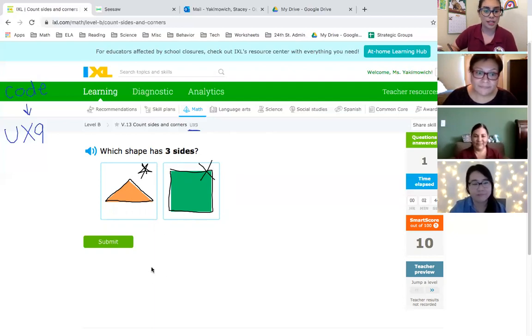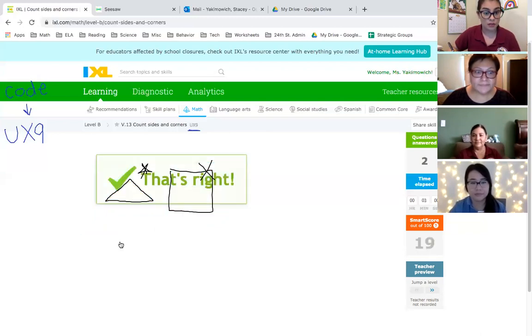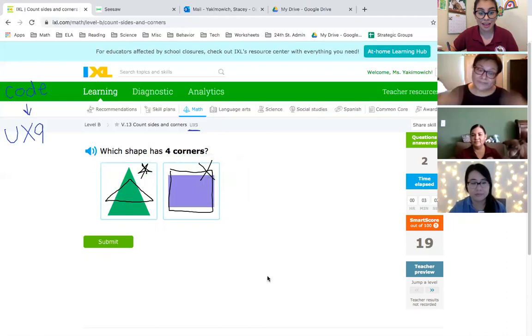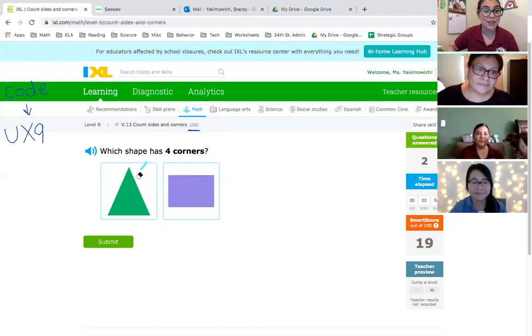So we would want to click on this one to tell us that that one is the shape with 3 sides, because triangles have 3 sides and 3 corners. That's what makes a triangle a triangle. And you can find a triangle by looking at those attributes. All right, let's do one more together, and then I will let you do the rest on your own.